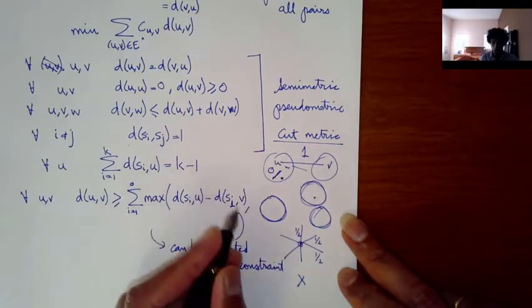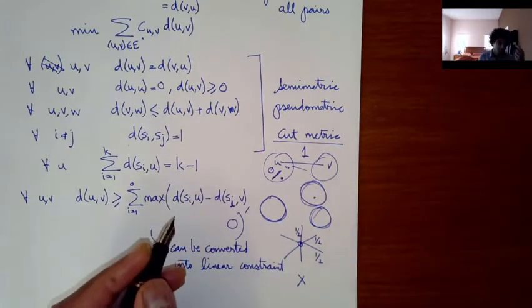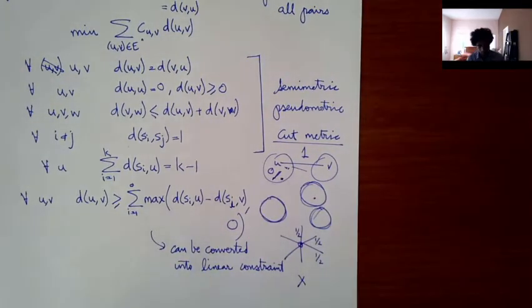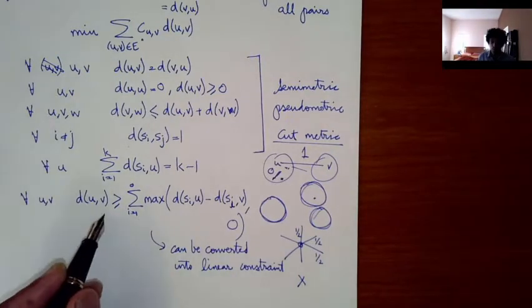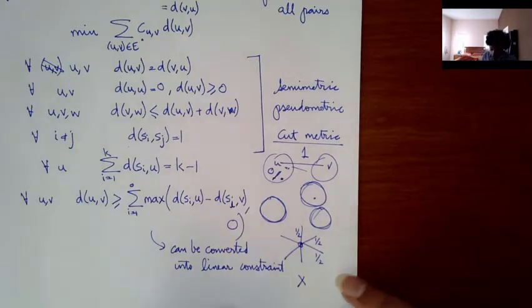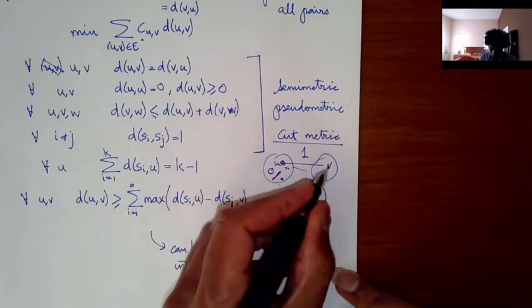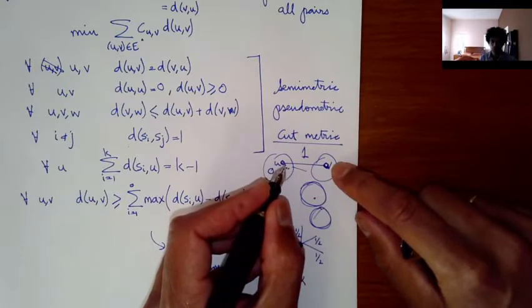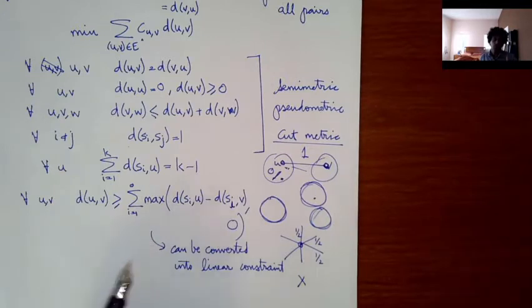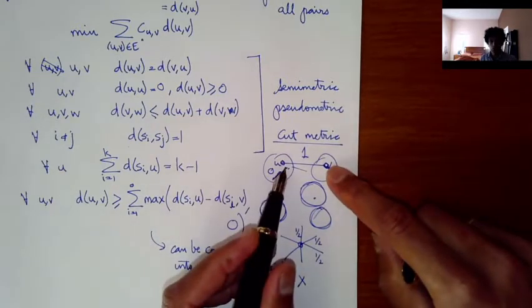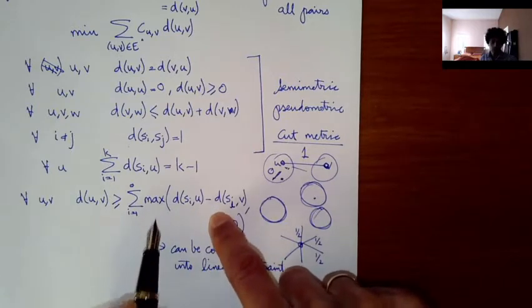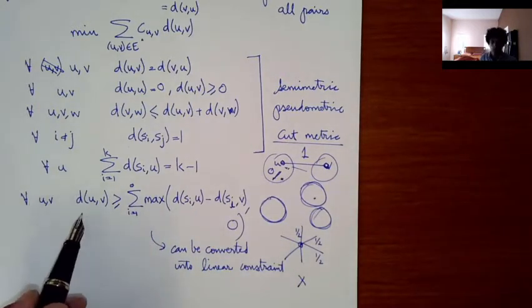You just create a new variable for the max, and you make that variable be more than 0 and more than this. You can always convert a max into a linear constraint. Okay? So what this does is it says that if you take any two vertices, so go back to this picture here. If you take two vertices that lie in different clusters, then this sum of all maxes becomes at least 1, right? Because essentially there exists one of these terms which is 1, and everything else will be 0, so the distance will be at least 1.